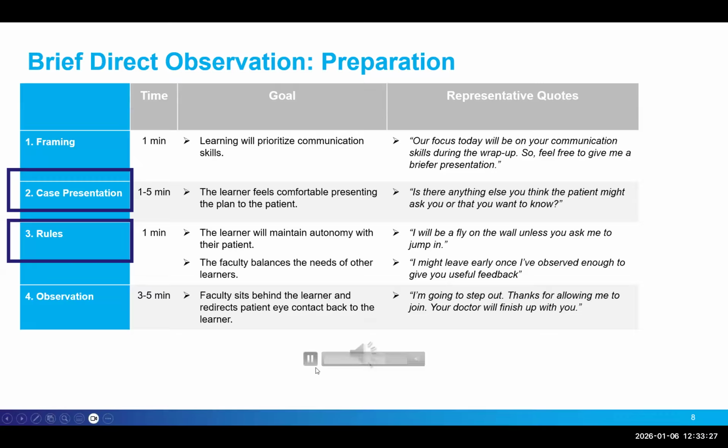Critical, I'll briefly interject, but I expect you to pick it up from there. I might leave before you're done, once I've observed enough to give you useful feedback. Can you lead us into the room and introduce me?